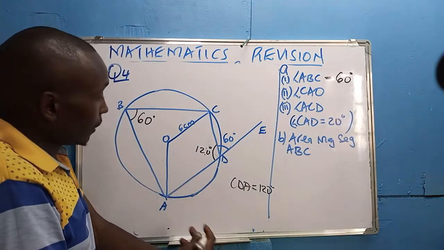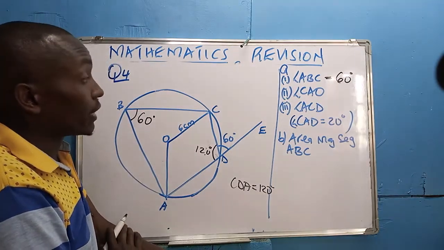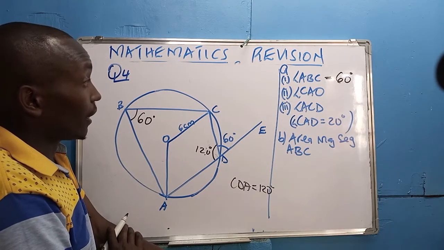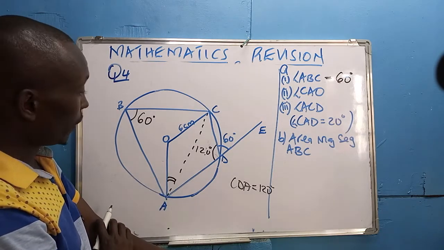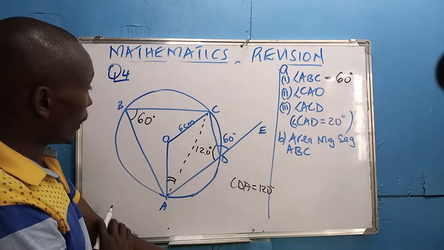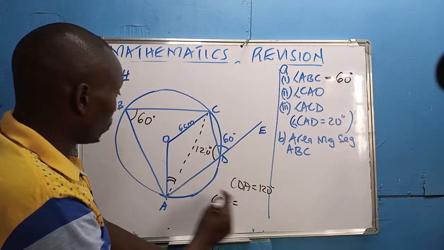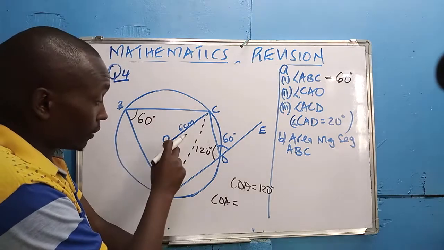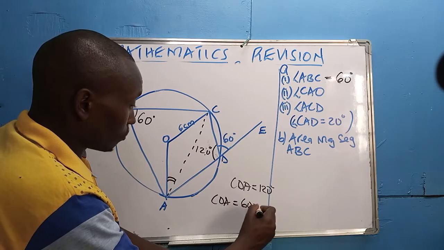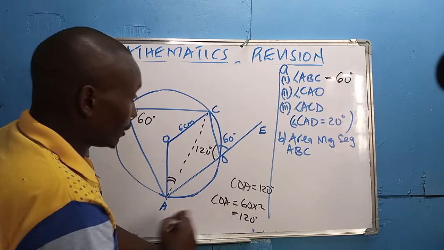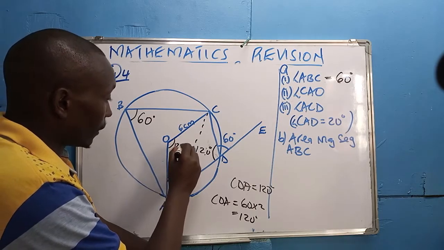The reason for that, the opposite angles of a cyclic quadrilateral. Angle CAO, so we're looking for this angle here. We can work out the angle COA, which will be twice this. Angle at the center is twice angle at the circumference. So which will be 60 times 2, it will be 120. Yes, you need to work out on that space. So this one is 120.